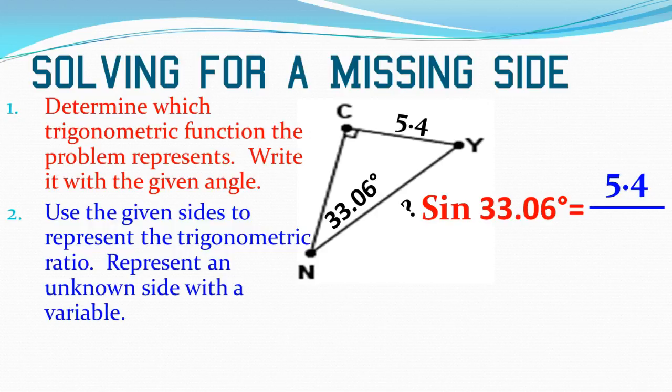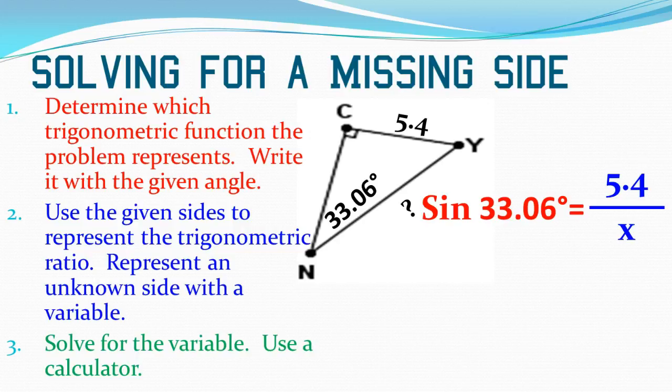5.4 divided by my unknown side, which is my hypotenuse. Last step is to solve for the variable. In this case, you will need a calculator. It's impossible to do these problems without a real non-cell phone calculator. So I could set this up as cross multiplication, or know this shortcut.